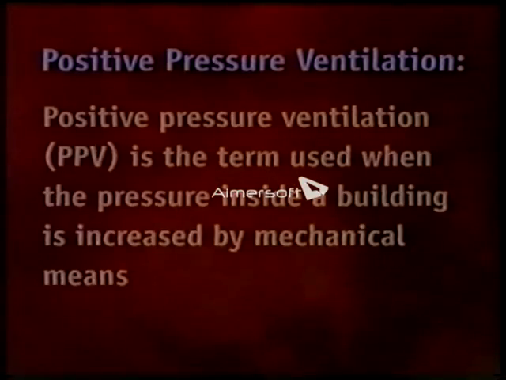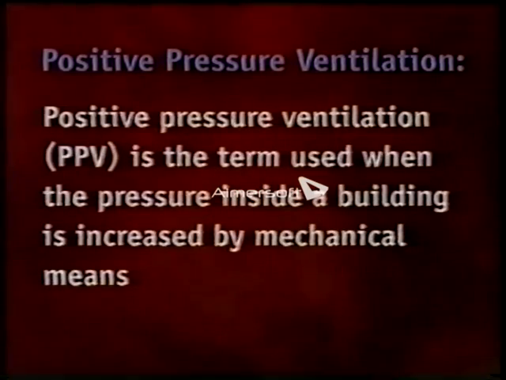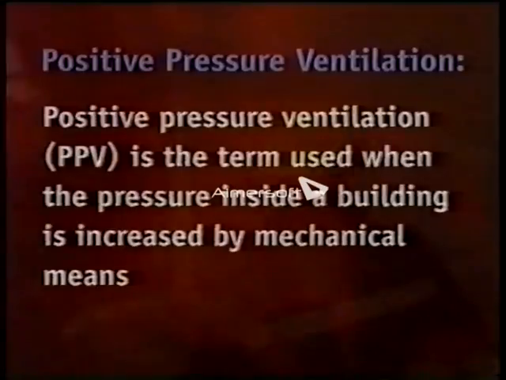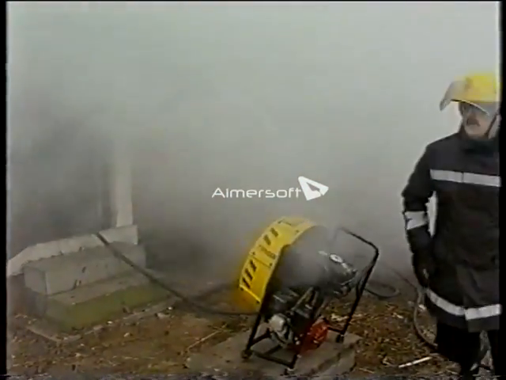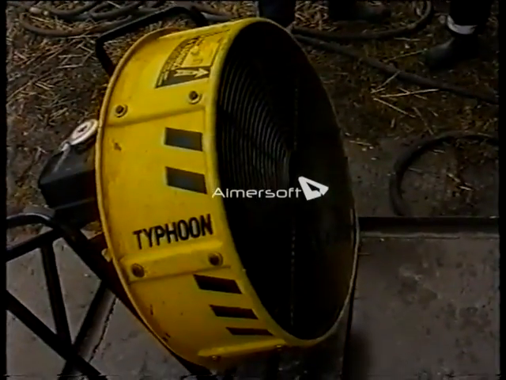Positive pressure ventilation, PPV, is the term used when the pressure inside a building is increased by mechanical means. The inherent danger of providing a good supply of oxygen to the fire environment is a risk here also, but possibly on a more dramatic scale. The position of any forced draft should always be determined by the direction of the prevailing wind. Even PPV can't fight a strong wind.